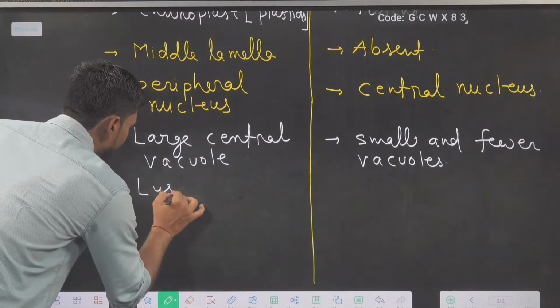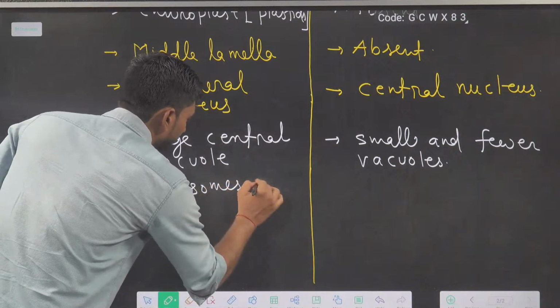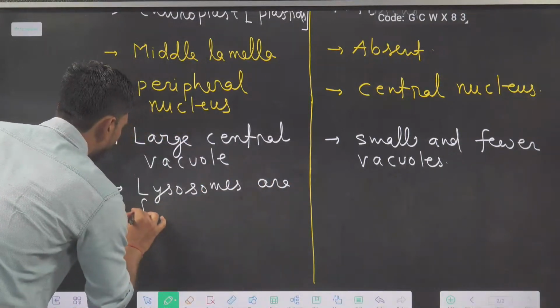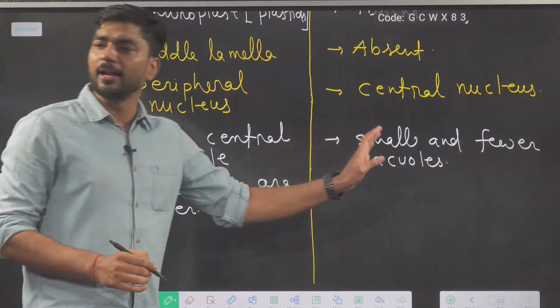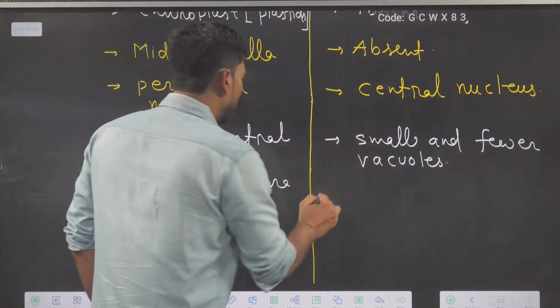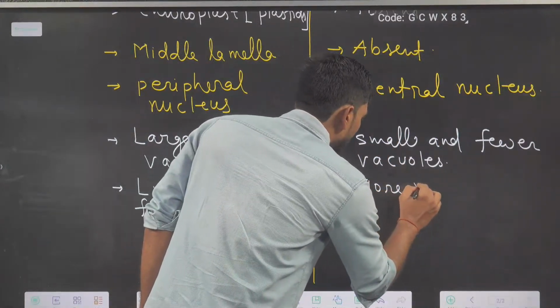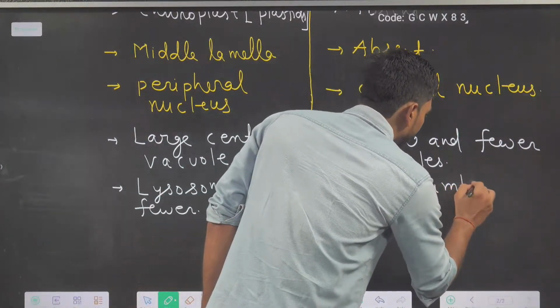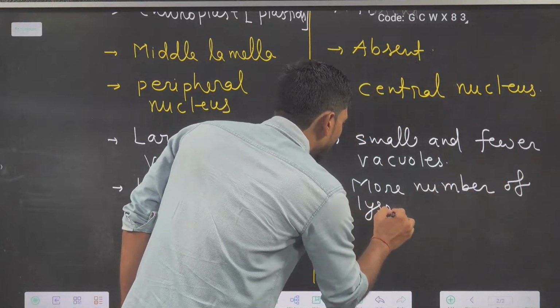So in plants lysosomes are fewer, but in animals lysosomes are most. So more number of lysosomes.